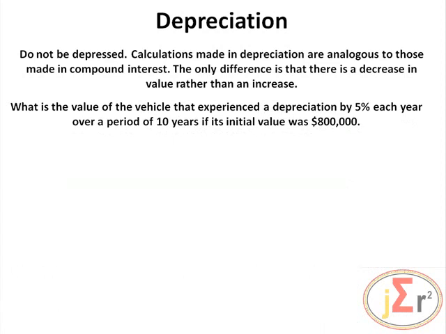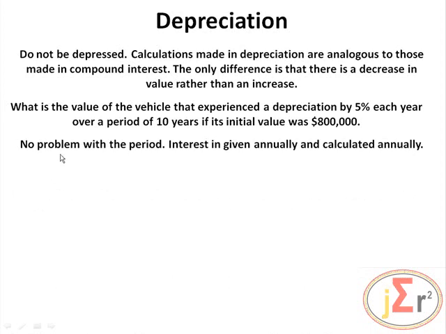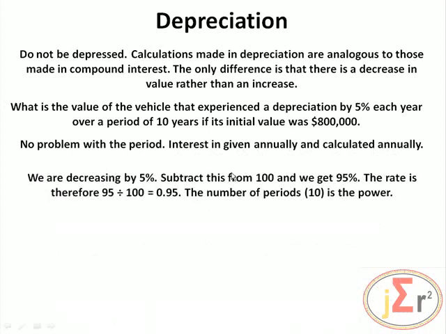So the period, 10 years. And we are going to do it annually for 10 years. So we have 10 periods, so the power is 10. It goes down by 5%, so we have 95%. 95% is 0.95. No problem with the period. Interest is given annually and calculated annually, so no problem with that. We are decreasing by 5%. Subtract this from 100 and we get 95%. The rate is therefore 95 divided by 100, which is 0.95. The number of periods, 10, is the power.